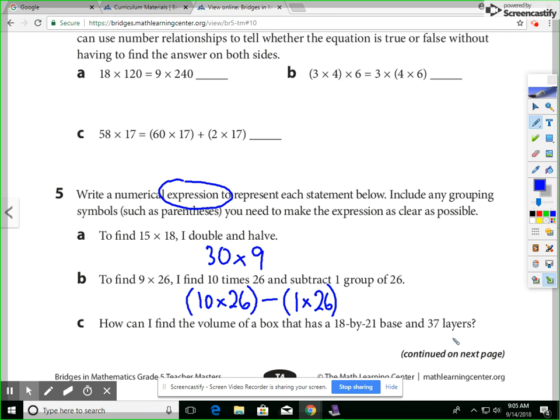Letter C, how do you find the volume of a box that's 18 by 21 base and 37 layers? Students, this is just like our number corner, so you could think my base was an 18 by 21. That would tell you the area of the base, how many cubes are on the bottom layer. And then we have 37 layers. So if one layer has whatever big number that's going to be, times 37 layers.